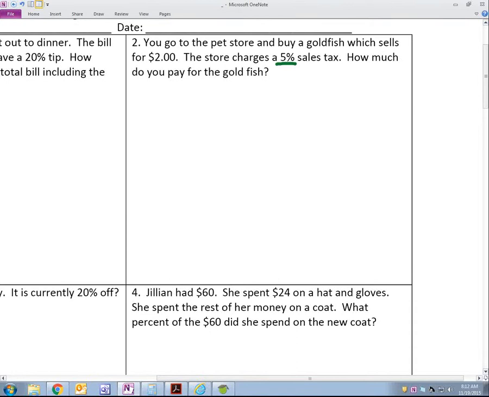All right, so right away I see a percentage. So I'm going to set up my proportion like this, and you buy a goldfish that sells for $2. Now, is the $2 the part or the whole? Yes, the whole, because that's how much the goldfish costs. And I don't know what this is.